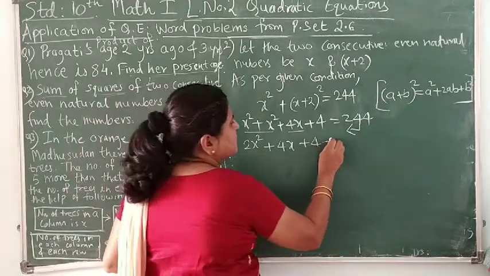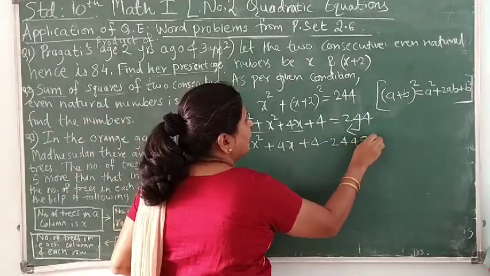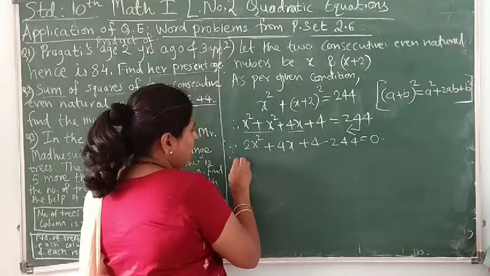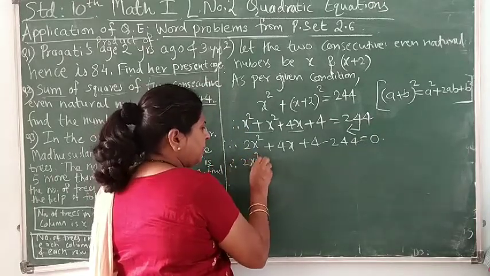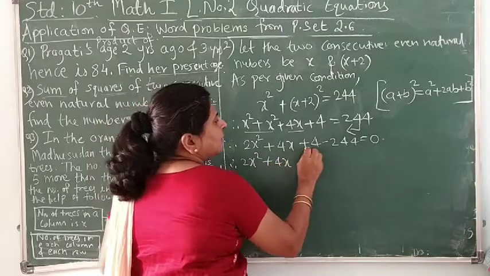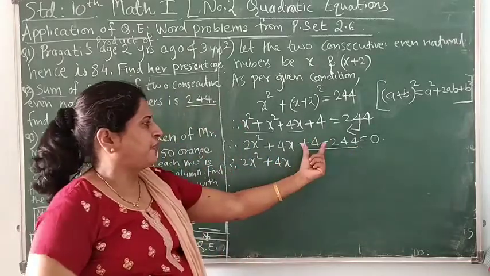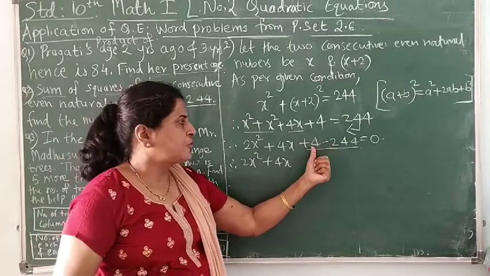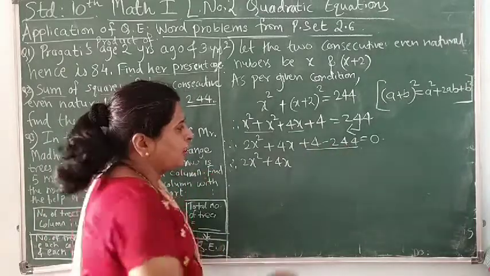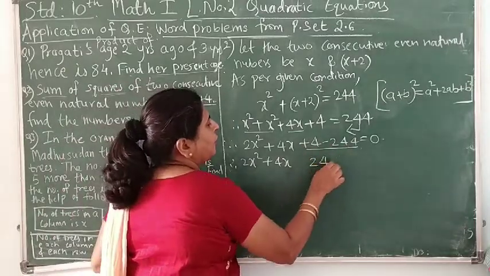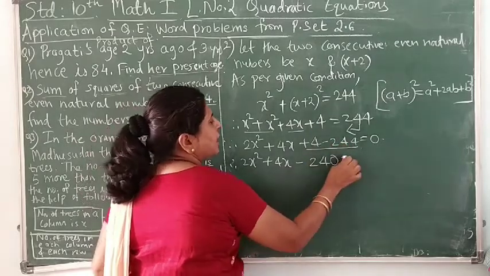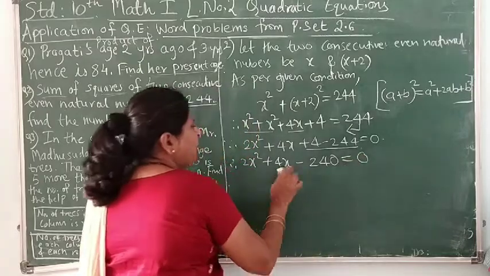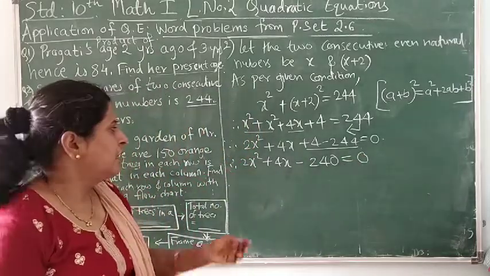We have to take it as minus 244 is equal to 0. Now here, therefore, 2x square plus 4x, clubbing this together on different sides, we have to subtract. 4 should be subtracted from 244 and it will become 240. But what is the sign of 240? It is minus, so this should be minus is equal to 0. Now we have got this quadratic equation.